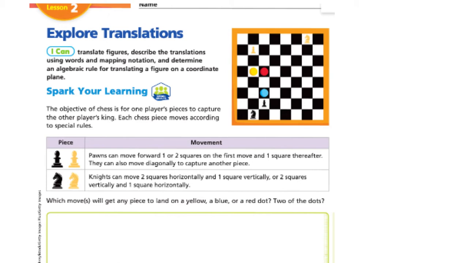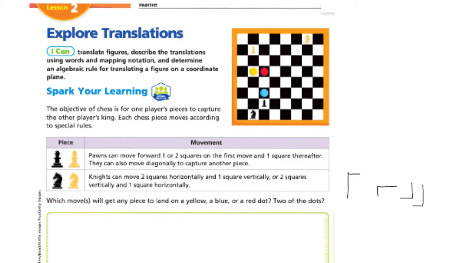So basically the knights can either go up 2 and over 1, or up 1 and over 2, or the other way also. That kind of looks the same, but you get the idea. And then pawns can only move forward or diagonally forward, 2 squares on the first move or 1, and then 1 square after that, and then diagonally to capture.